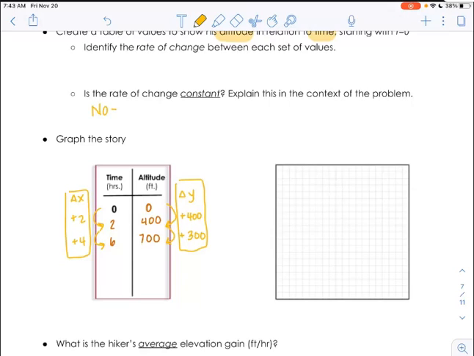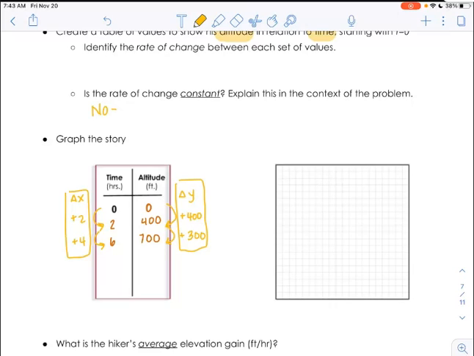If we wanted to be even more specific, we could look at the actual slope between these two lines like we did before. We could find the change in y divided by change in x and find the slope between each of these sets of data. But basically, my answer here is going to be no.